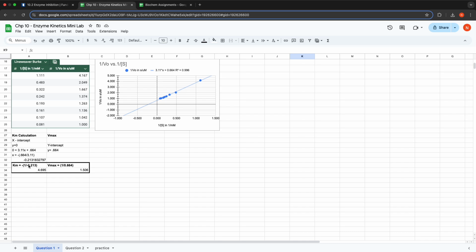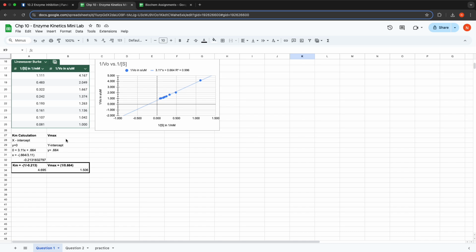We use that linear regression formula and solve for x, setting y at 0. We do some math, and we find that the x-intercept is negative 0.213, which is what we find here on our plot as well. And then to solve for Km, we use the formula Km equals negative 1 divided by that x-intercept. So just using the negative reciprocal of the x-intercept, we get 4.695 for our Km.